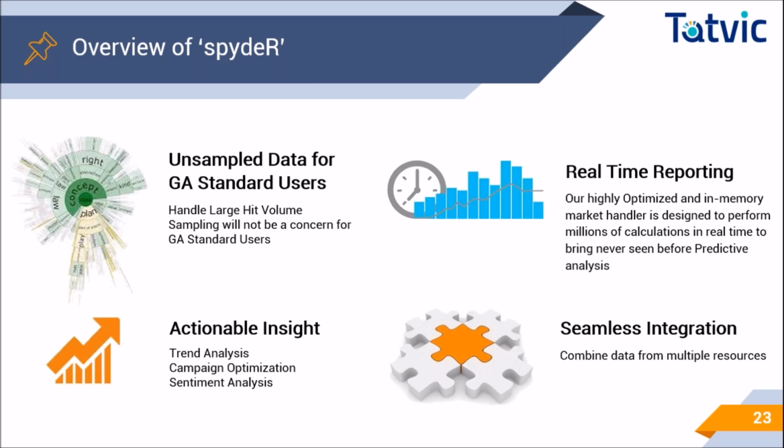All right, so the solution is called Spider. To give you a brief introduction, it is the product of our annual hackathon, and like I said, this webinar is the very first place, and you guys are the very first group of people that are hearing about this from us. Spider gives real-time hit-level unsampled data to Google Analytics standard users.